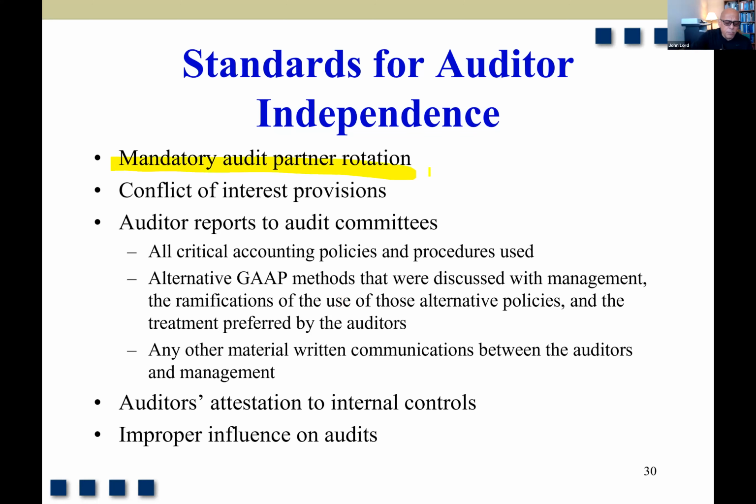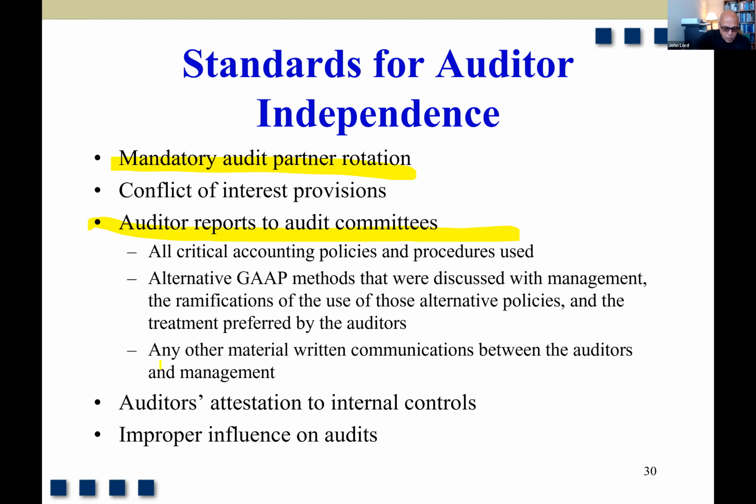As I mentioned, mandatory audit partner rotation. So to maintain objectivity, the partner needs to rotate off of the audit every 5 years. Every 5 years, I have to hand the audit off to a second auditor. And then the auditor reports to the audit committee. And there are certain requirements as to what I need to report on.